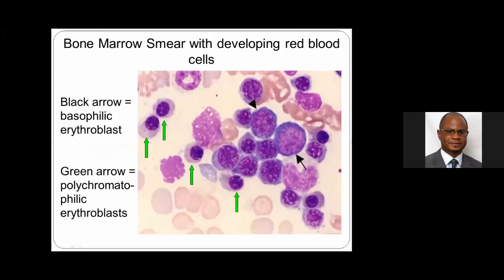This is a smear from bone marrow, looking at developing red blood cells. So the black arrow is basophilic erythroblast. There you are, and there. And then the green is polychromatophilic erythroblast. Obviously, if this was shown to you in an exam, I'm not really sure you'll be able to identify them. So we won't be bringing something like this, but it's good for your education.